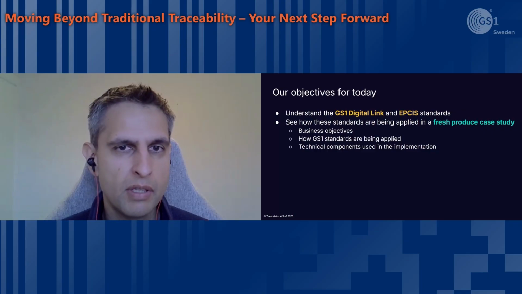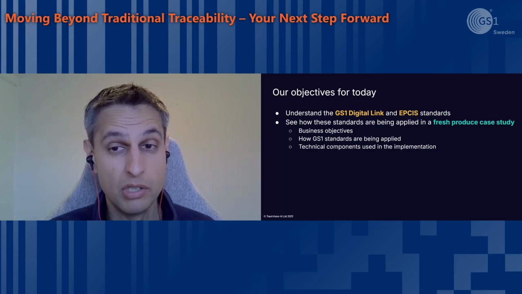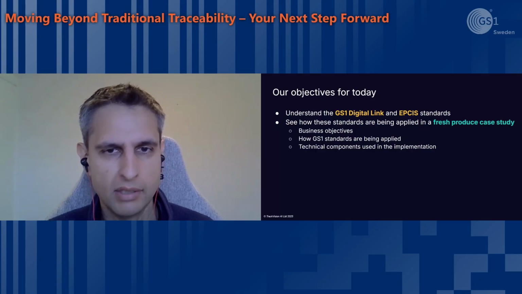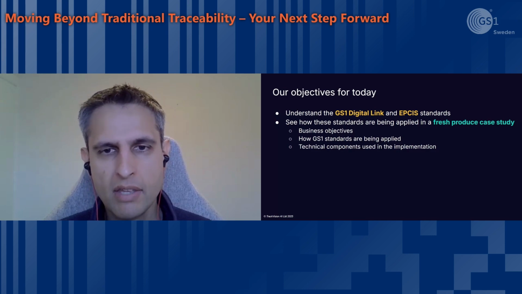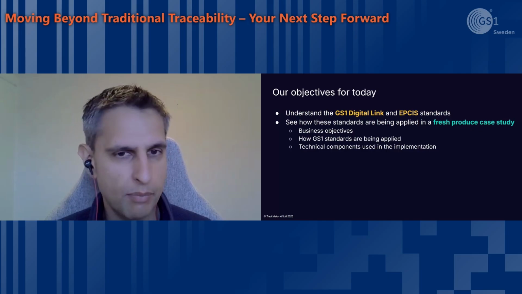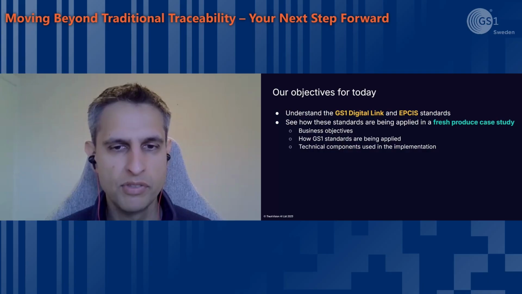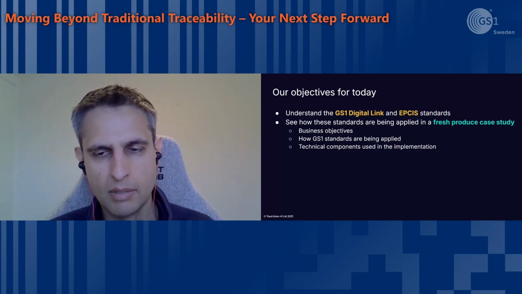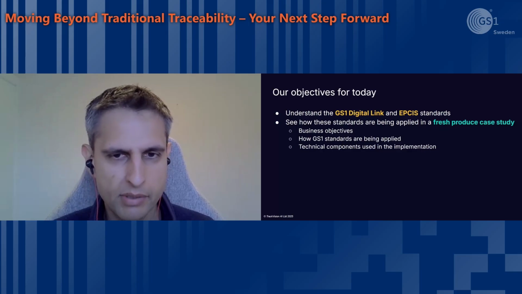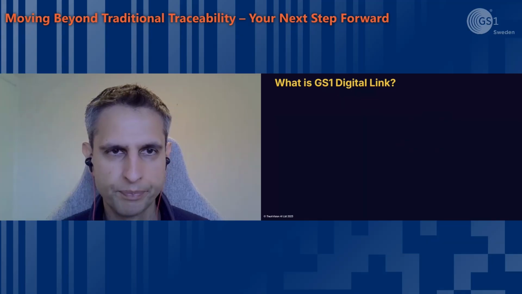So the objectives of today's talk, we wanted to help you understand the GS1 digital link and EPCIS standards in a little bit more detail, real practical examples. And we'll see how these standards are being applied in a fresh produce case study. We'll see business objectives, we'll see how GS1 standards are being applied, and we'll see the technical components used in the implementation. We're going to go step by step and look at all the logical parts of the puzzle that are brought together to implement the business outcome.